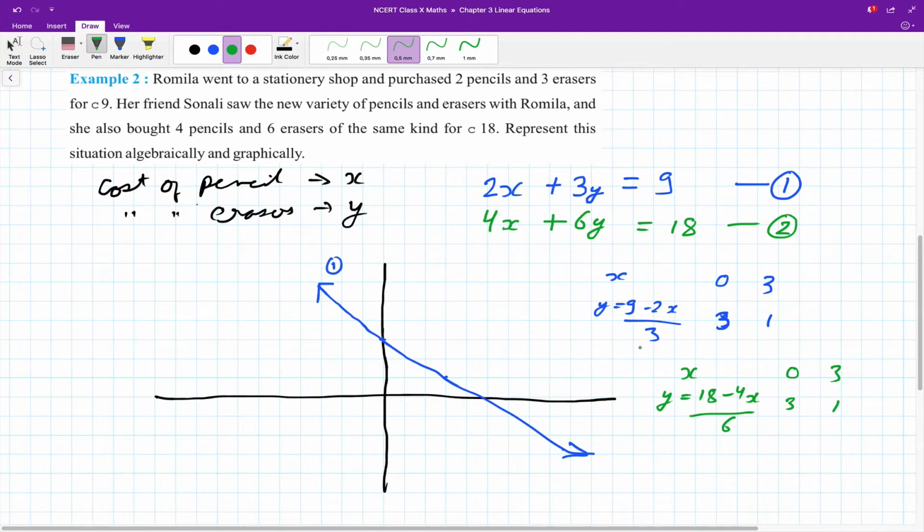Now for equation 2, again we have 2 points, (0, 3) and (3, 1). So we have the same points essentially, so basically we have the same straight line.